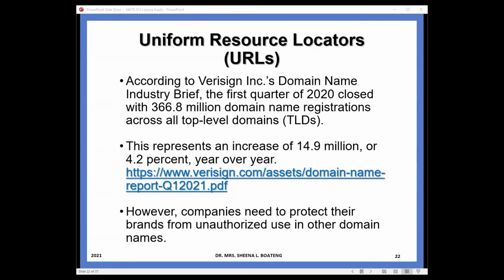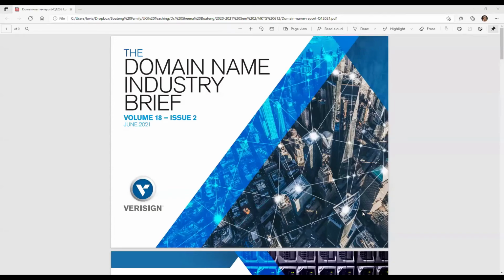So this is the report. Again, I will share it with you in resources so that you can peruse the document in your free time and understand what is going on in terms of the domain name industry. So this is the VeriSign Domain Name Industry Brief. This is volume 18 and it was published in June 2021. Please, can we see that?